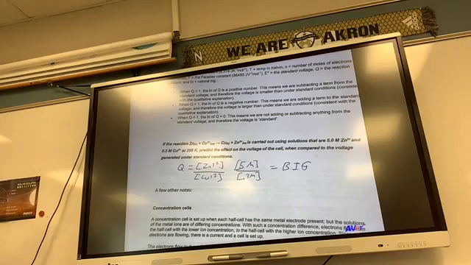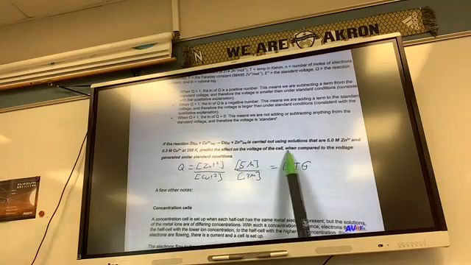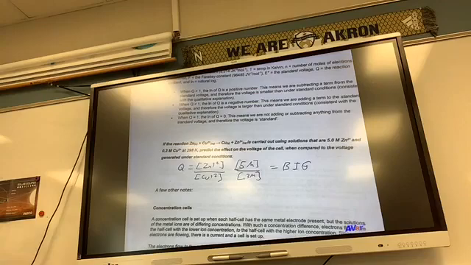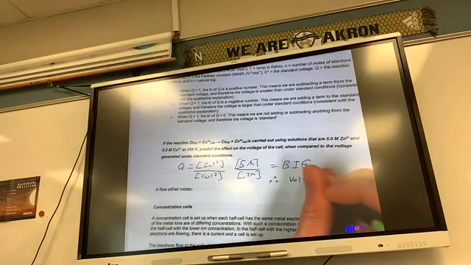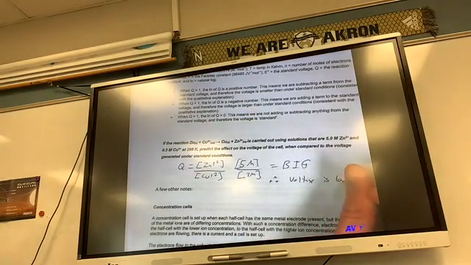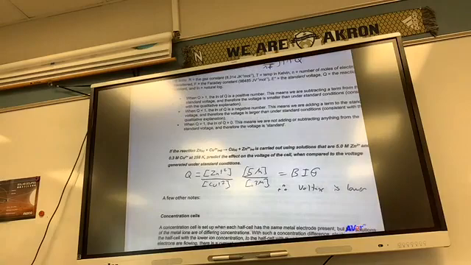So if Q is big, what is going to happen to the voltage of my cell? If Q is going up big time, my voltage is going to be what? What we just talked about. Lower. Yes. So therefore, voltage is lower.